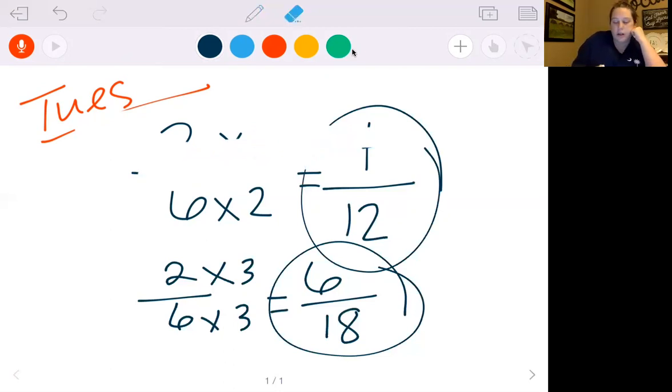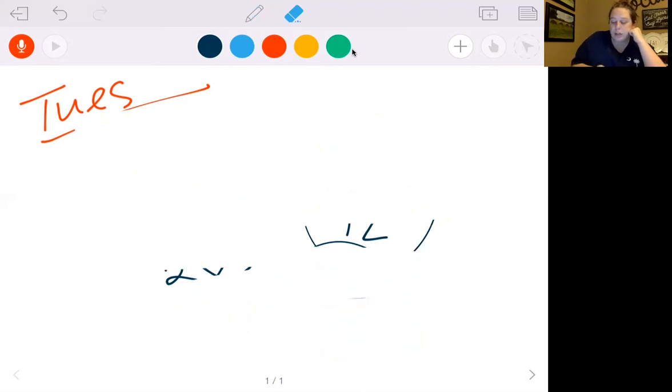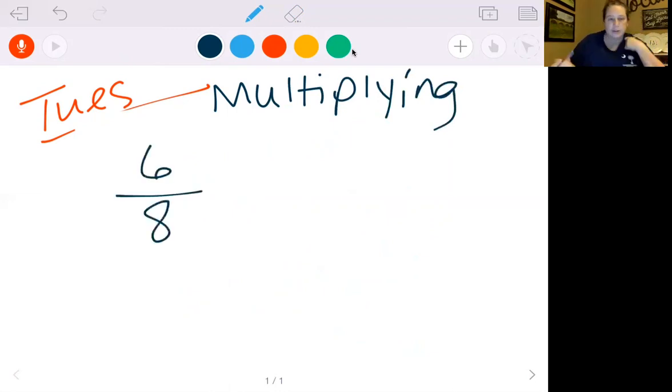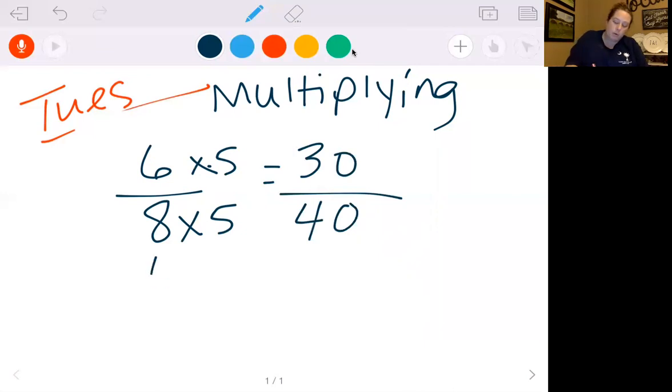So let's do some more. There's two ways to do equivalent fractions. You can do it by multiplying or by dividing. So let's do some more by multiplying, and I'm going to put that here. So let's say I have 6/8. If I wanted to do times 5, I could do that. So 6 times 5 is 30. 8 times 5 is 40. Done. If I wanted to do 6/8 times 2, I can do that.